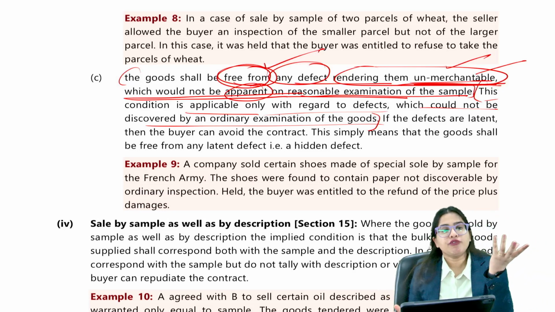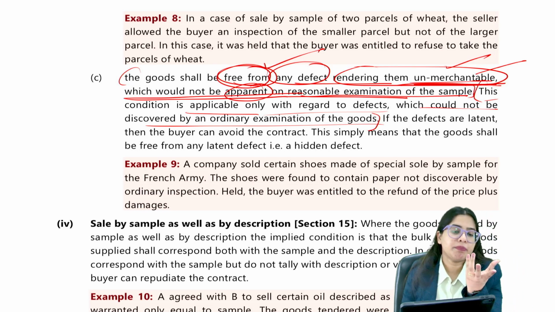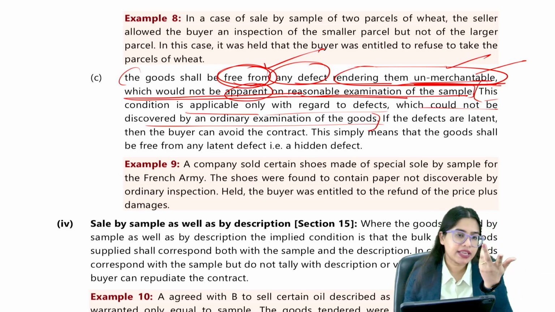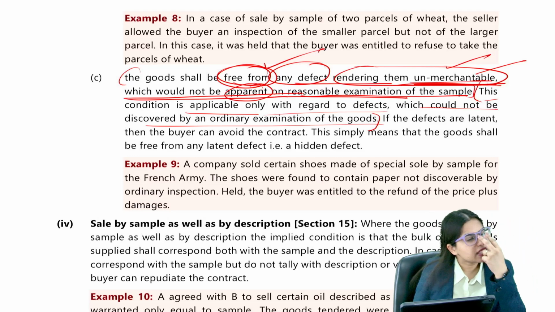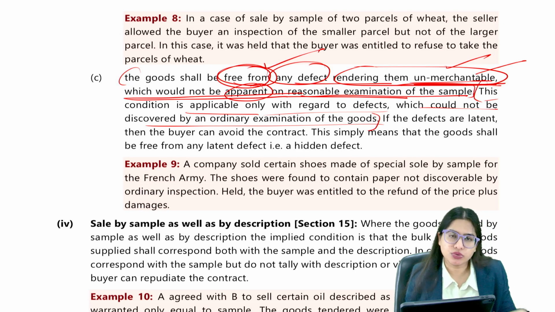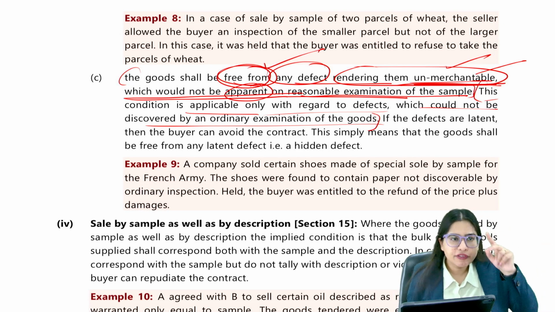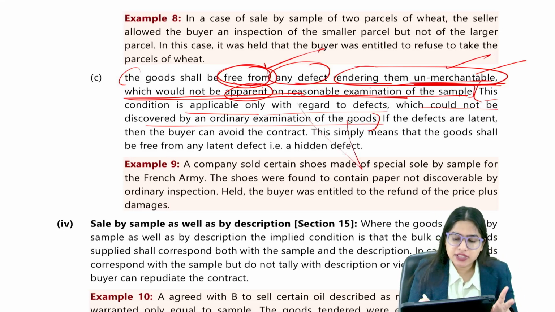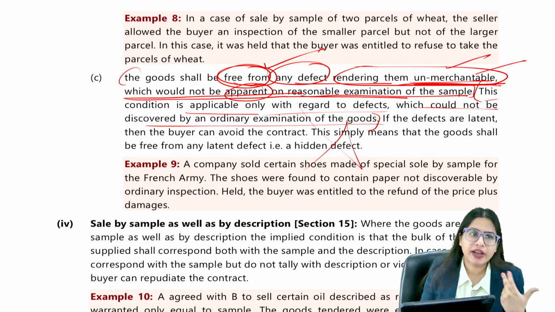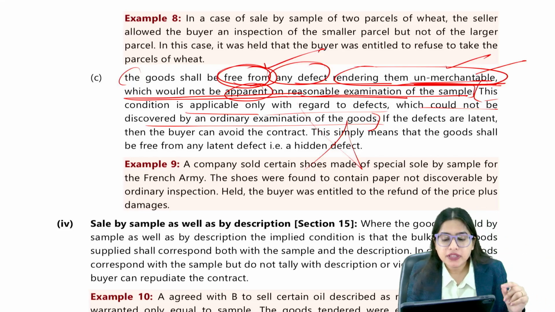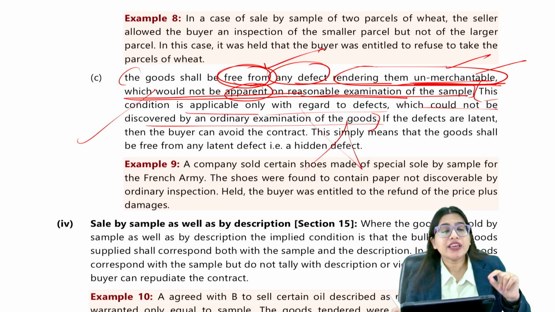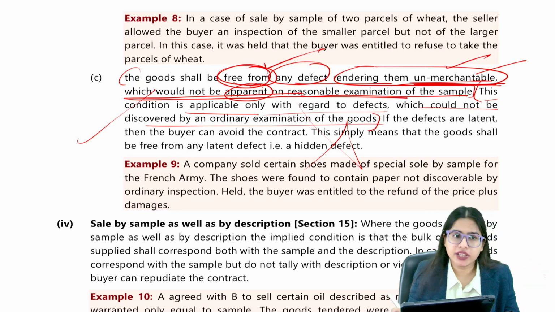Okay, what if he sold me paper shoes by saying that they are plastic shoes, but even if you hold it in hand, or by seeing only, anyone can tell this is a paper shoe, not a plastic shoe. So if the defect is clearly visible, then this is not an implied condition, it's your fault. Let the buyer beware, buyer's fault. It was clearly visible that it is a paper shoe, why did you purchase it? This condition is applicable only if it is not visible from ordinary examination.